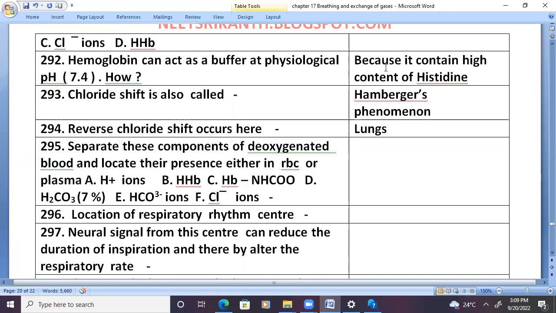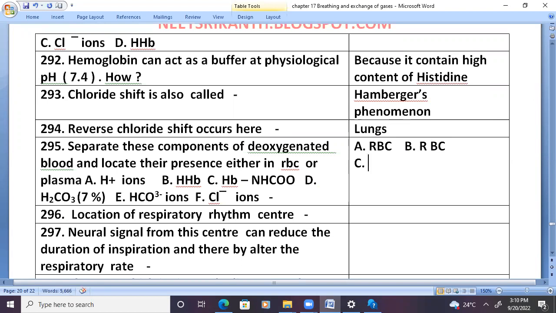Separate these components of deoxygenated blood and locate their presence either in RBC or plasma. Okay, so now let's start. H plus ions are going to be in RBC only. HHb, that is in RBC only. That all happens at tissues.